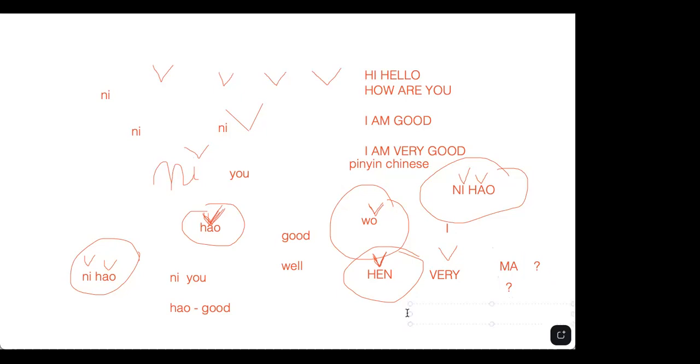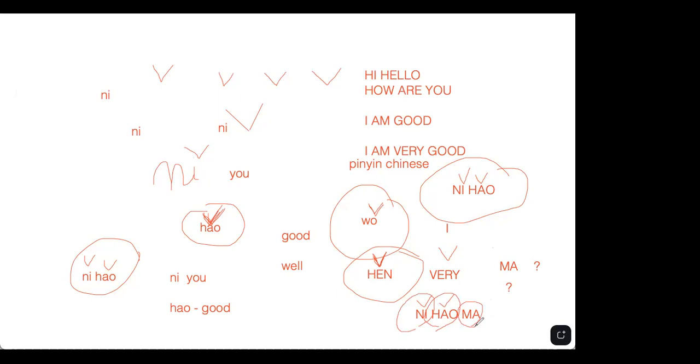Now, for example, if I say ni hao ma, read aloud, my teammates. Ni hao ma. What is ni? You. What is hao? Good. And what is ma? The question particle. So what I'm saying is, how are you?